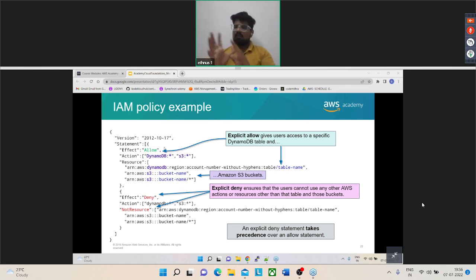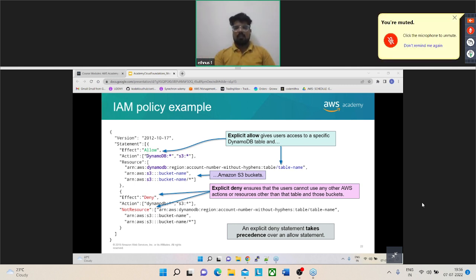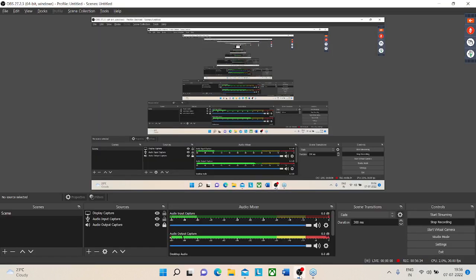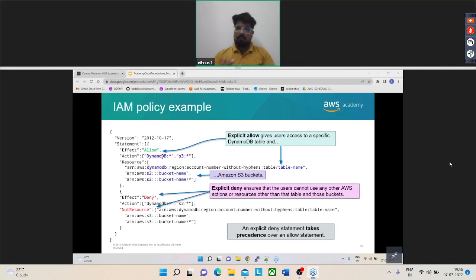Since by default nothing is allowed, first we have to explicitly allow. In this policy, the main part is the effect, where you use two terms: allow or deny. Here they have written an allow policy, and under the action you have to define the service where this allow effect will be applied. So in the policy they are defining that this policy is going to run for two services.